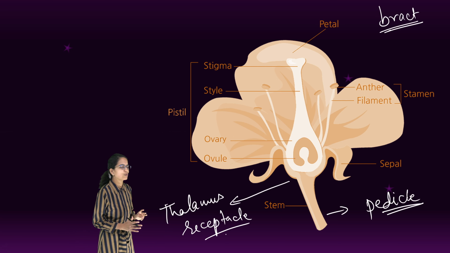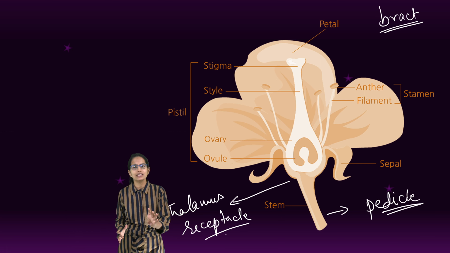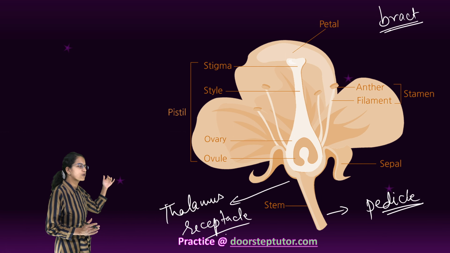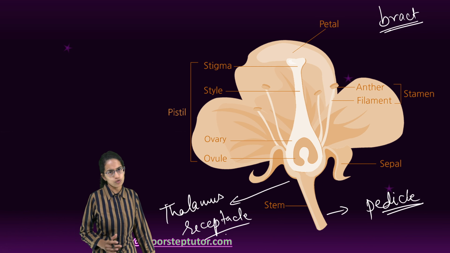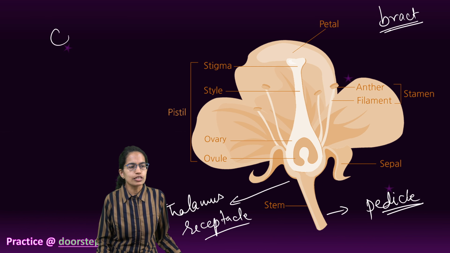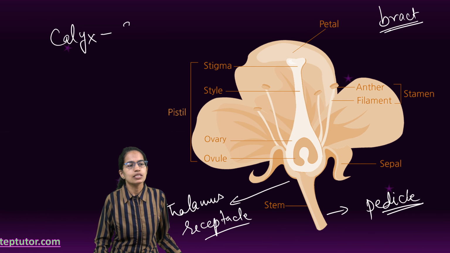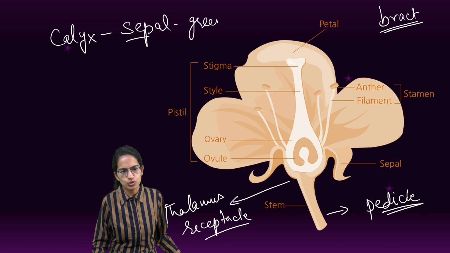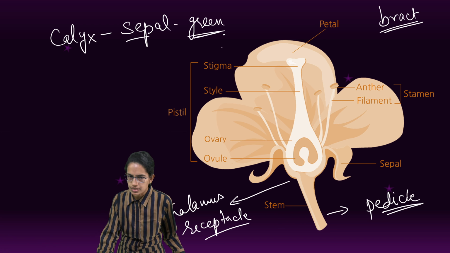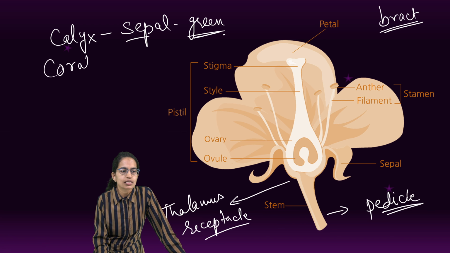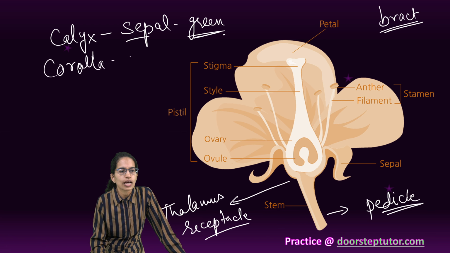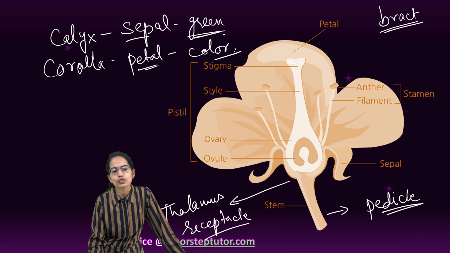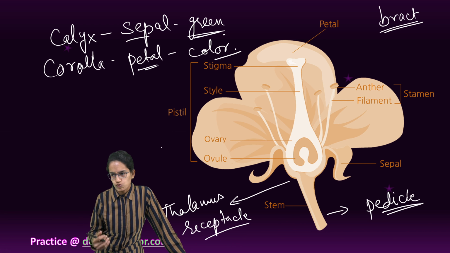Now coming on to the four important, common whorls of the flower which you have been studying from the lower classes. A quick recap and an understanding of those. The first whorl is what is known as calyx. This is the sepal. It is green in color in most of the cases. Sometimes it is colorful in nature. The next is corolla. Corolla is what is known as petals. They are colorful. The idea is to attract insects for pollination.